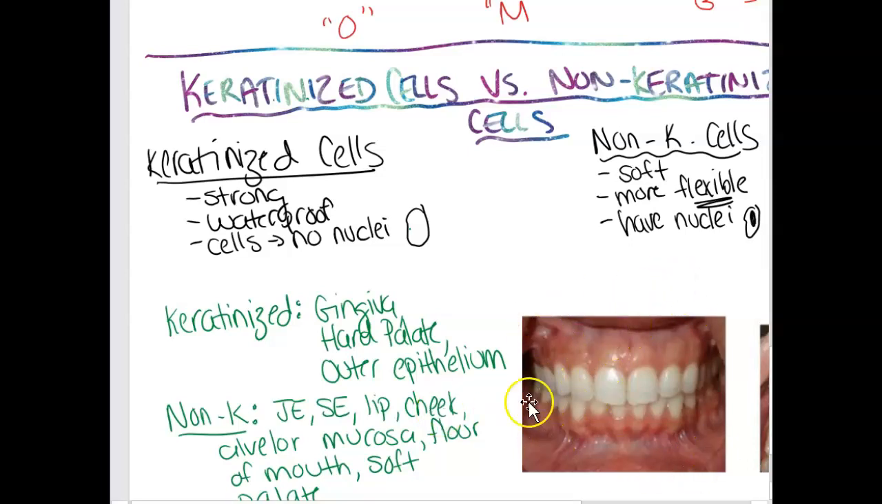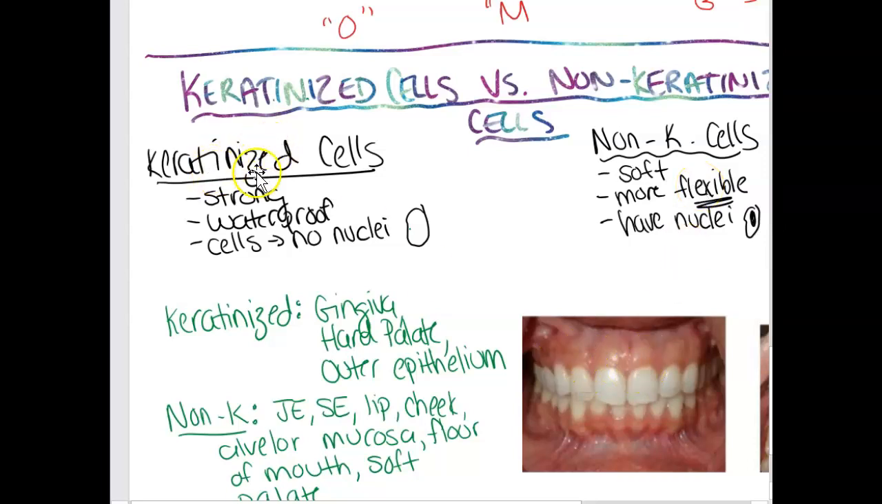So let's look at this picture over here. This is someone's mouth. And the first thing we're going to look at is the gums. So here are the gums. Do you think the gums are keratinized or non-keratinized? Are they strong? Are they hard? Or is the gum soft? Can you move the gum? Can you flex the gum?